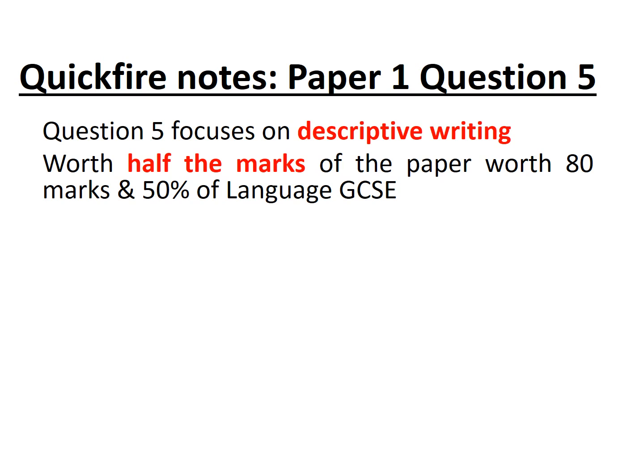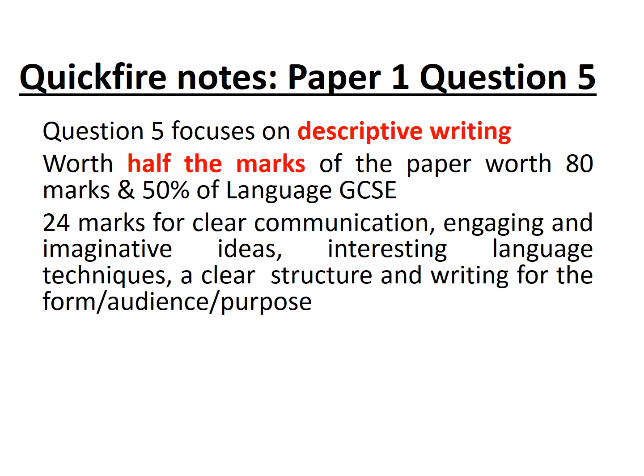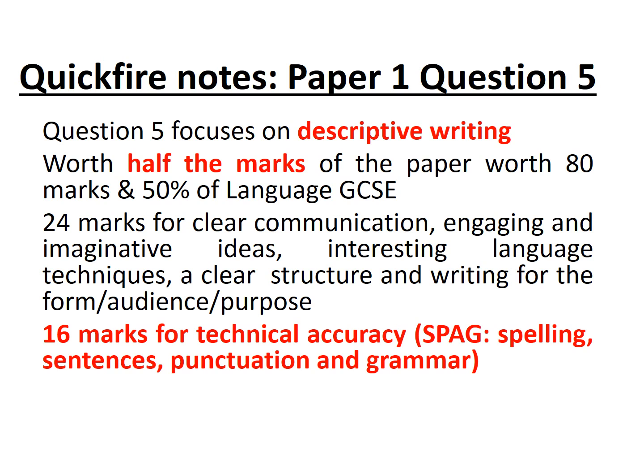Language GCSE. The marks are broken down out of the 40 into 24 marks for the way you communicate and how imaginative your ideas are, the use of language techniques that you have, whether your structure is clear, and whether you are confident with the form, audience and purpose for which this writing is designed. The 16 marks that remain are for technical accuracy: your spelling, your sentence type variation, your punctuation, your grammar being accurate.